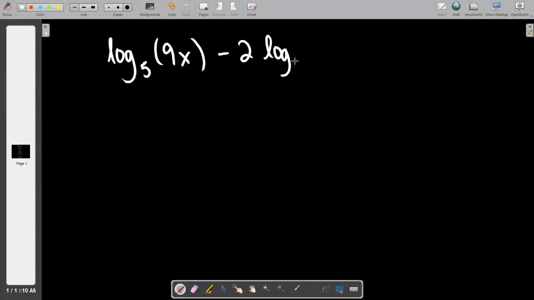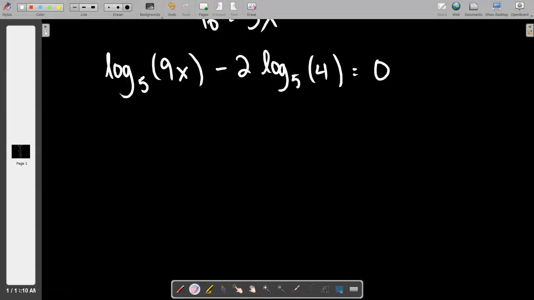So what changes here is we're going to have to employ property 3. So we're going to start with log base 5 of 9x minus 2 log base 5 of 4 equals 0. Seeing it? It's okay if you don't. Anyone seeing it?